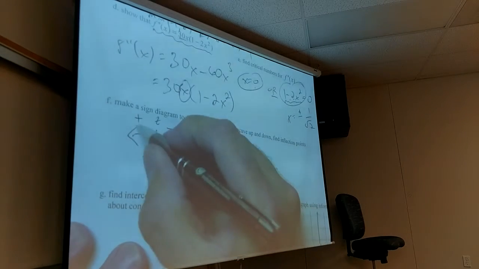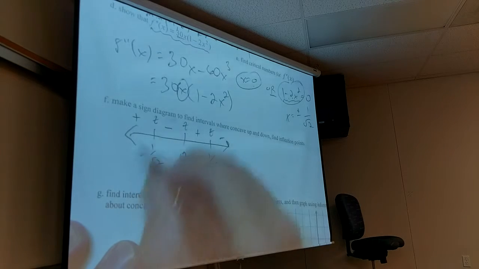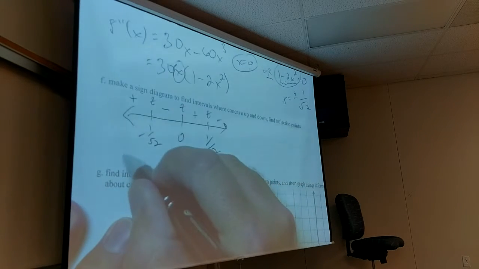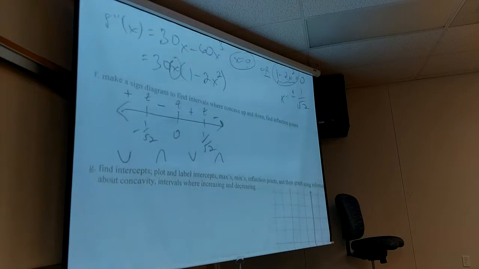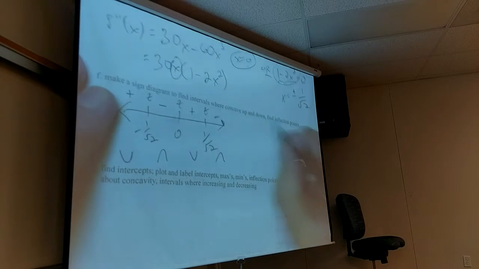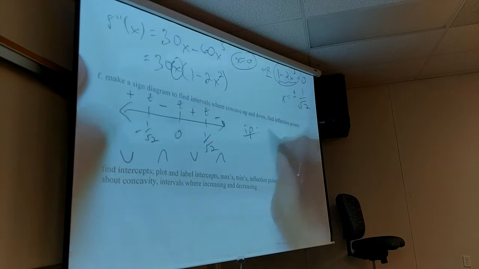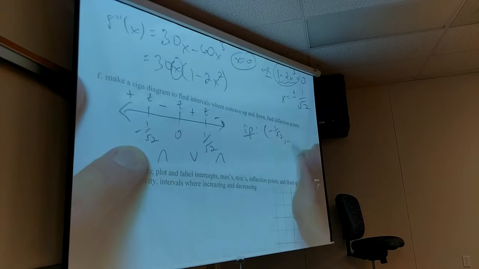So what can I put underneath this little region here? What's happening in here? Concave up, down, up, down. So how many inflection points do I have? 3. Good. I got 3 inflection points. So my inflection points are negative 1 over square root of 2, comma something.